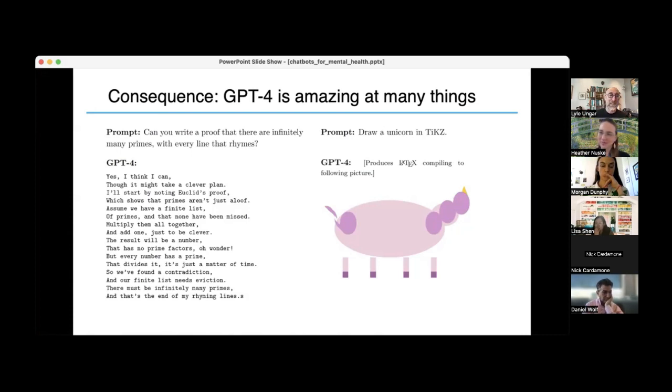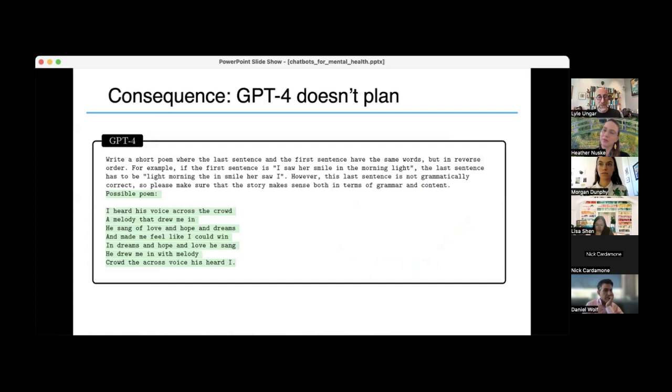Right? So it's great. And note that what's amazing is you can write a proof with infinitely many primes, rhyming the lines every time, generating one word at a time. You can write a 1-page college essay, one word at a time. But if you give it things where you need to plan ahead, like write a short poem where the last sentence and the first sentence have the same words but in reverse order, palindrome sorts of things, if you ask it for palindromes or things where you have to think ahead, it doesn't get it. Because to write something like this, you'd have to figure out what's the first sentence, what's the last sentence, and make something that makes sense.